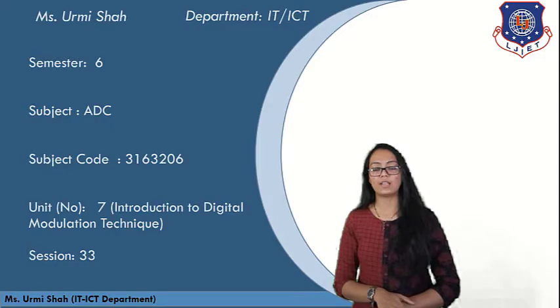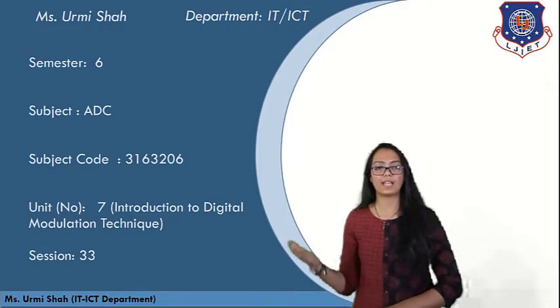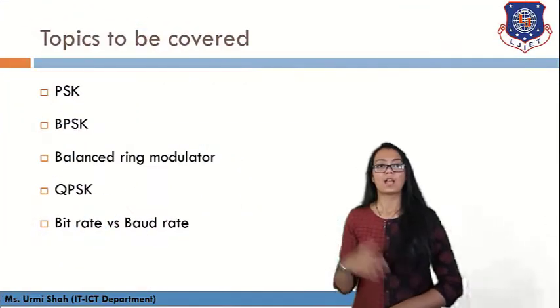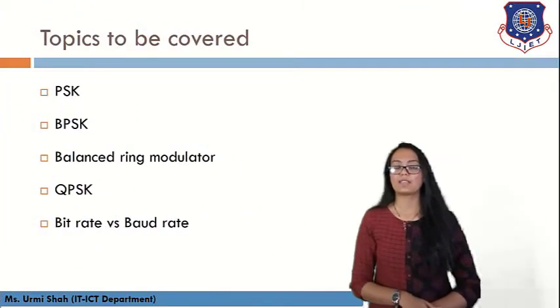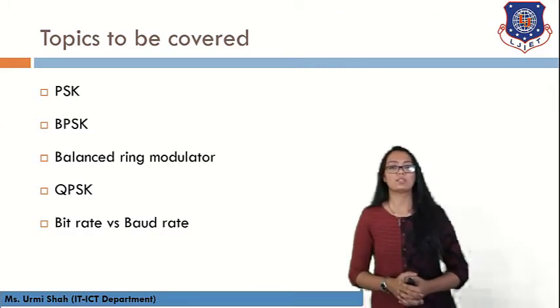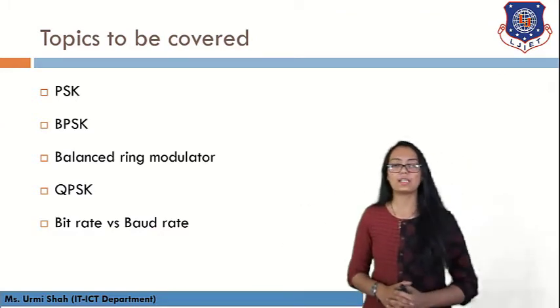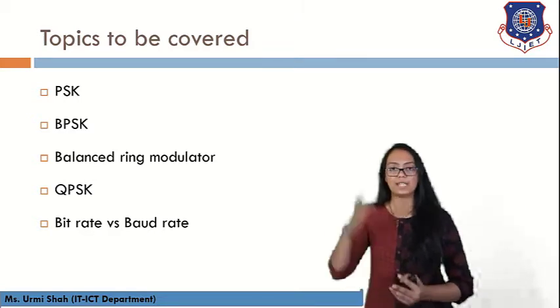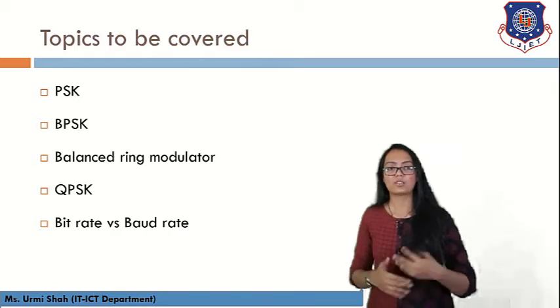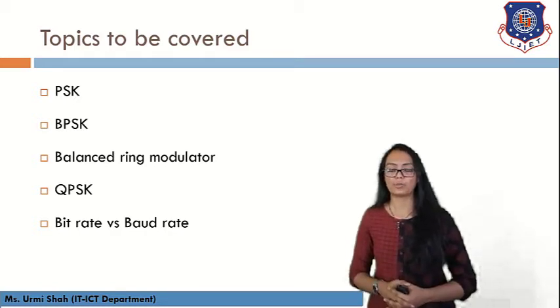Amplitude shift keying, then frequency shift keying, and then phase shift keying. These are the three categories of digital modulation scheme. Let's start with today's session, where we will be covering the following topics: PSK, BPSK, and the balanced ring modulator, which is further used for modulation purposes in digital modulation schemes.